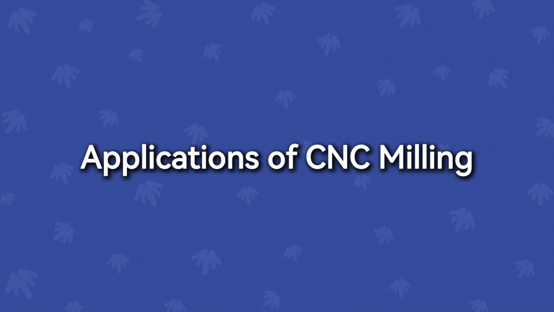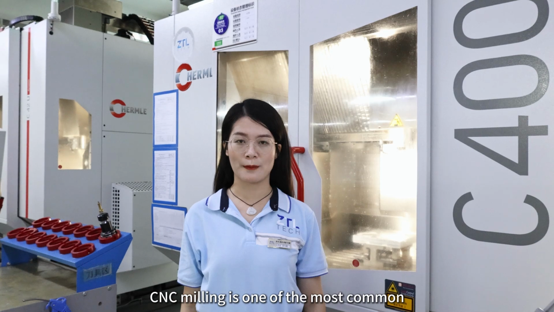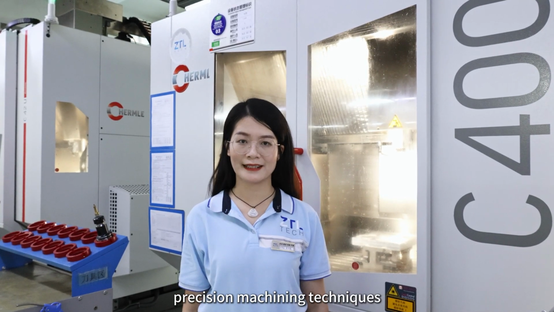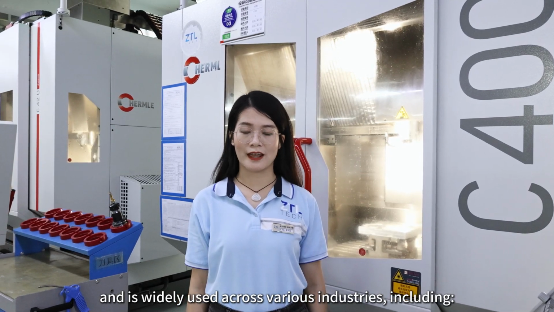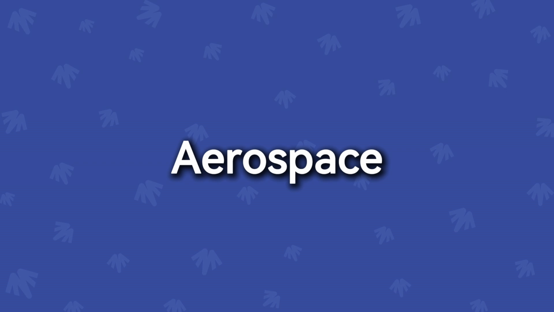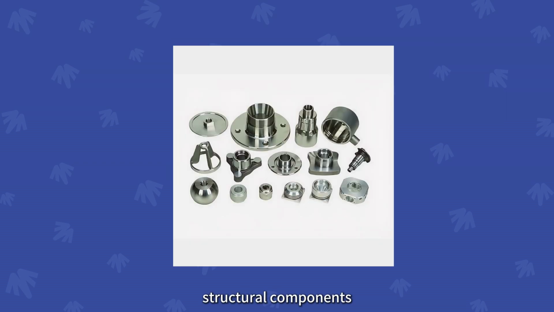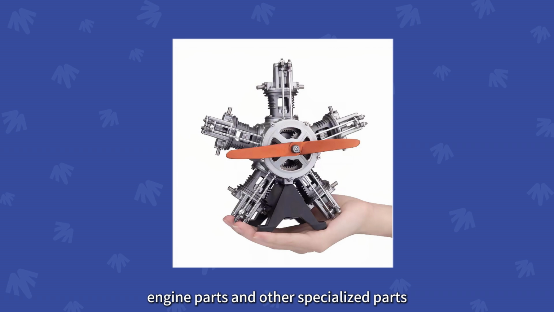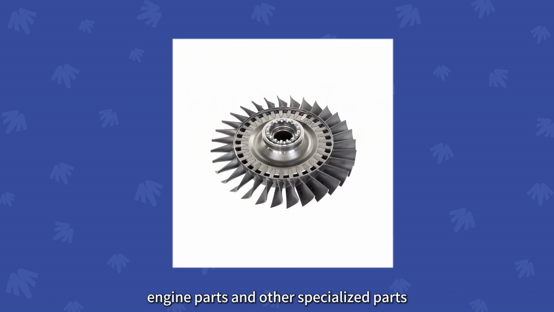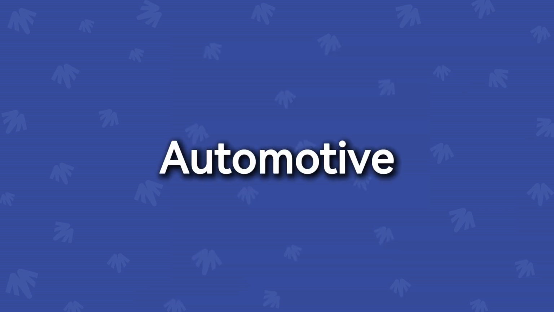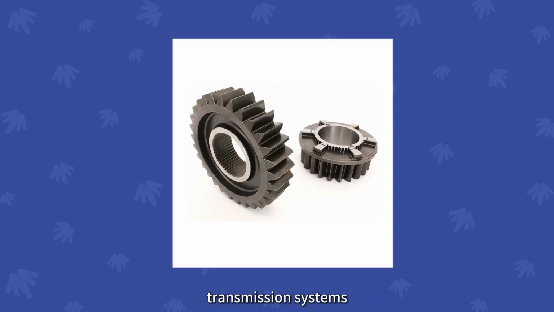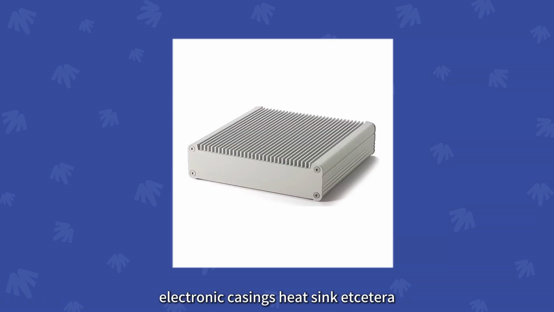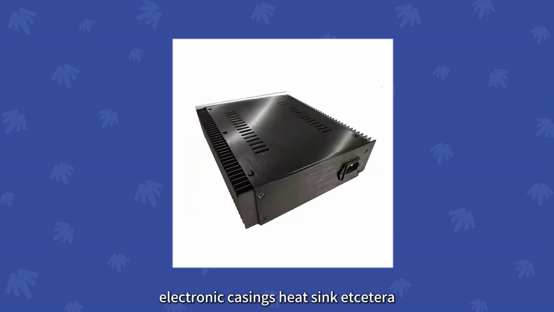Applications of CNC milling. CNC milling is one of the most common precision machining techniques and is widely used across various industries, including aerospace: aircraft parts, structural components, engine parts, and other specialized parts with strict tolerances and quality standards. Automotive: engine parts, chassis components, transmission systems. Electronics: electronic casings, heat sinks, etc.